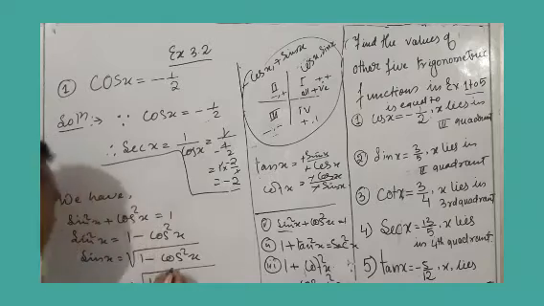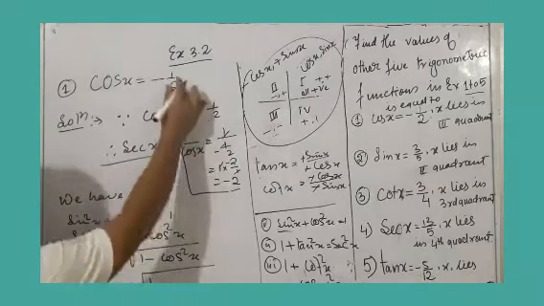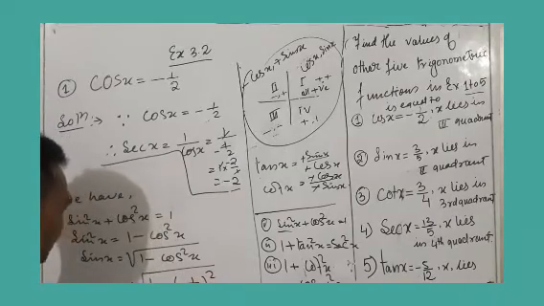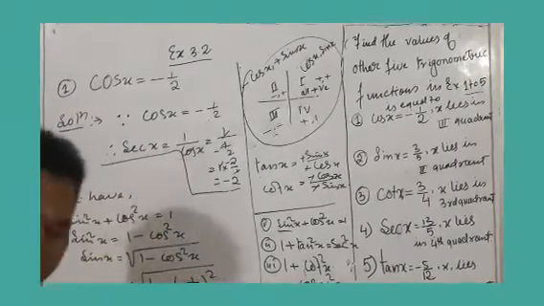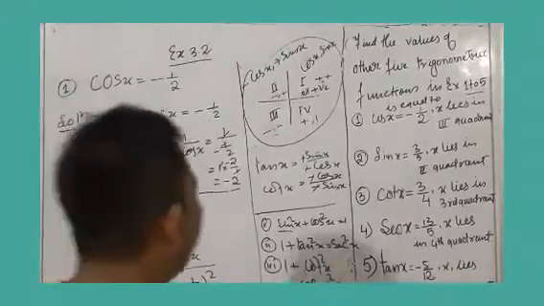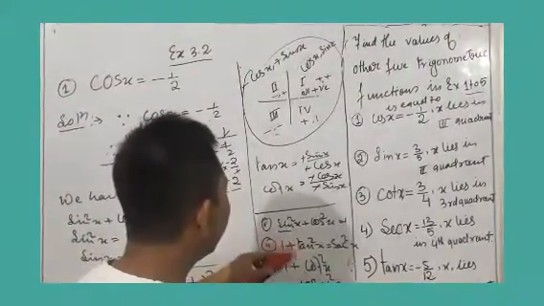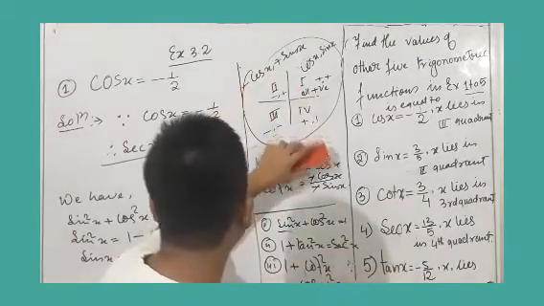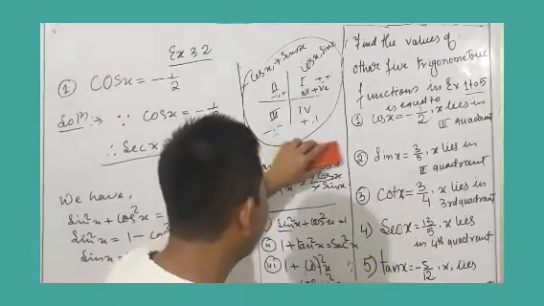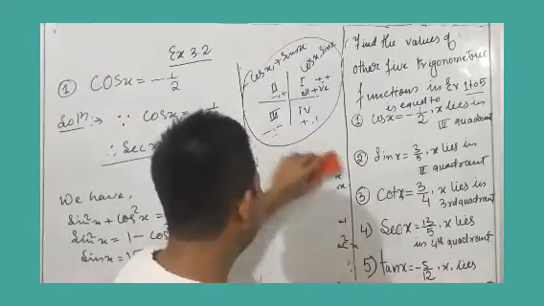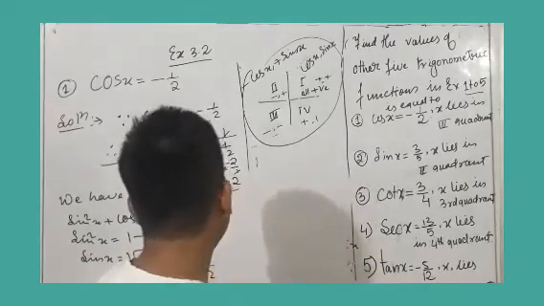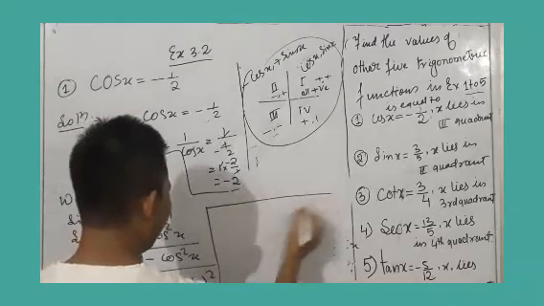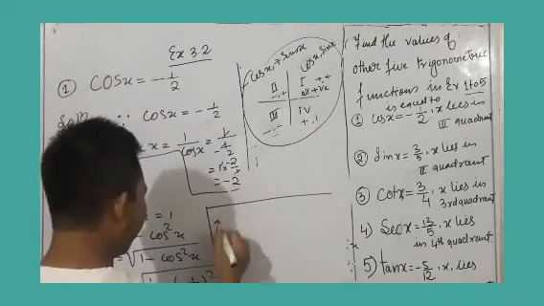Then you put the value: 1 minus, the value of cos x is how much? Minus 1 by 2. Minus 1 by 2, whole square. Correct? Since there is no place, I am removing this. Okay, fine. Let us start from here.